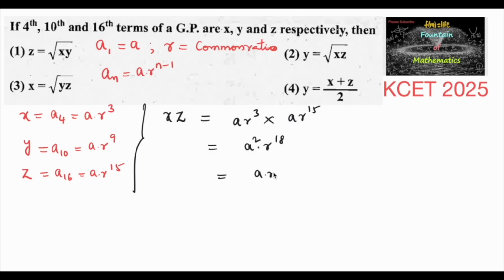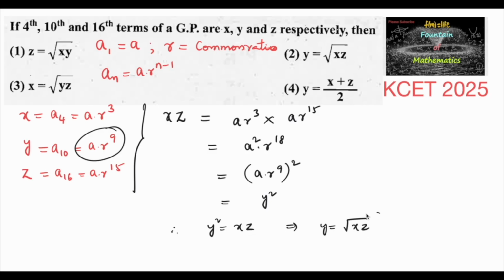We can write this as (a into r to the power 9) whole square. a into r to the power 9 is y, so we can write y square. Therefore we got y square is equal to x into z. So y is equal to the square root of x into z. So we can go with option 2.